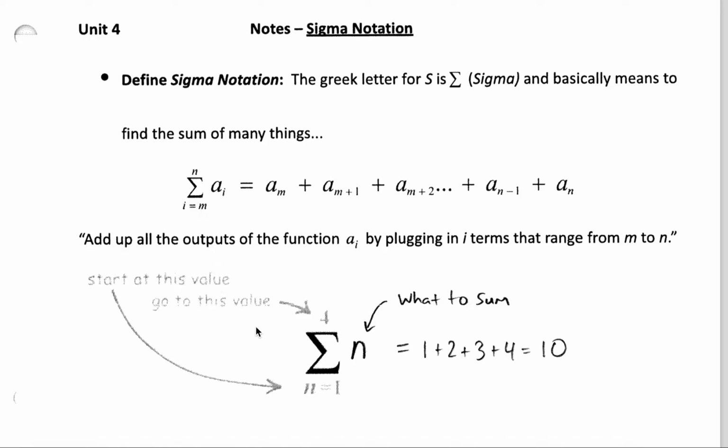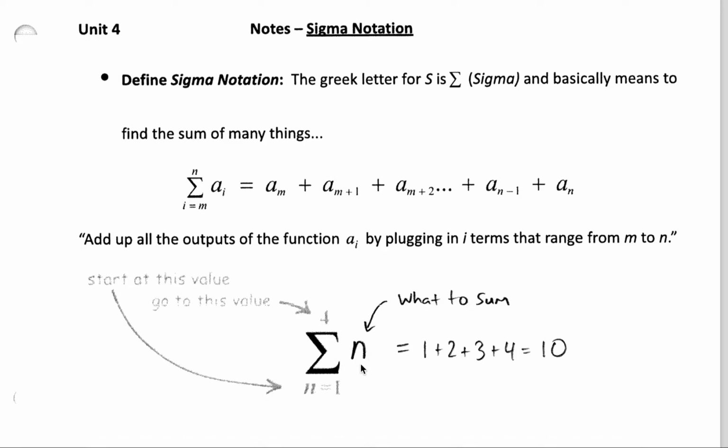In the notation, on the bottom of that sigma, you're going to have a variable equaling a number, and that's going to be your starting number. It's called the index of summation. So the number below is always going to be what number you start with in your interval. Above the sigma symbol, you're going to have another number. That's the ending value. That's the number we're going to count up to.